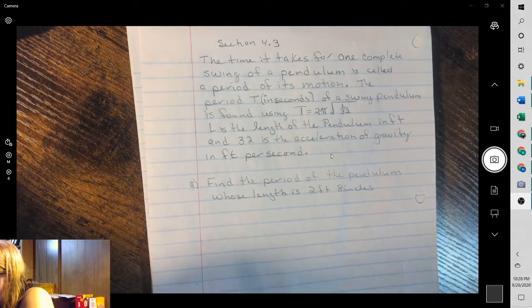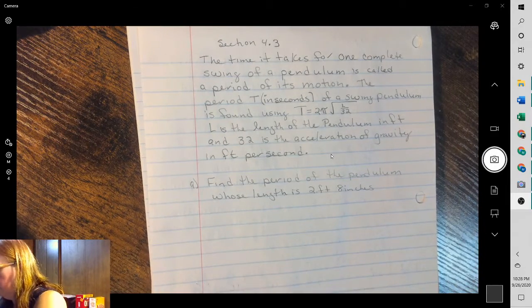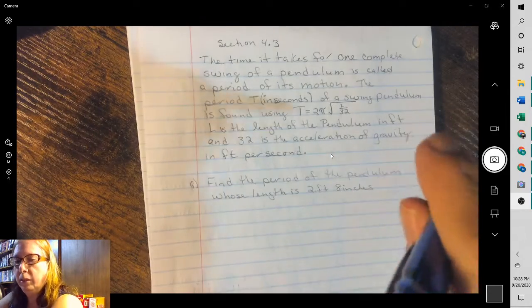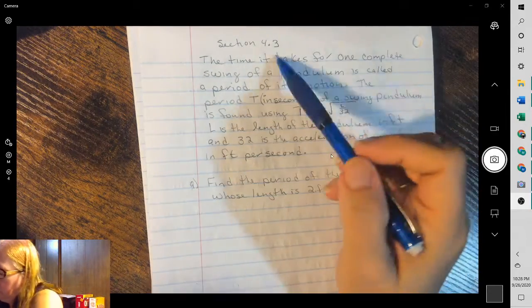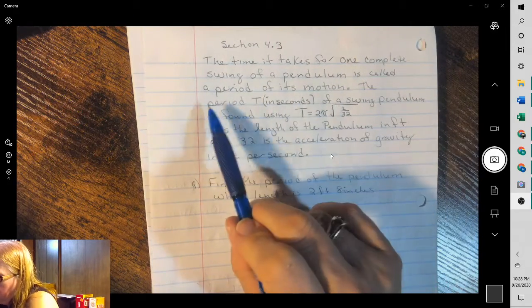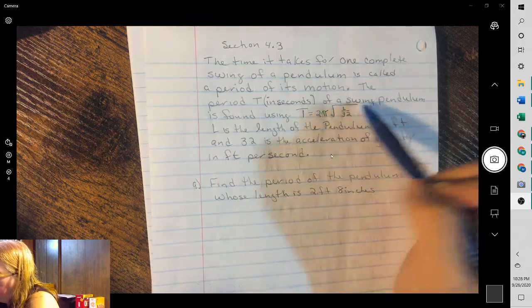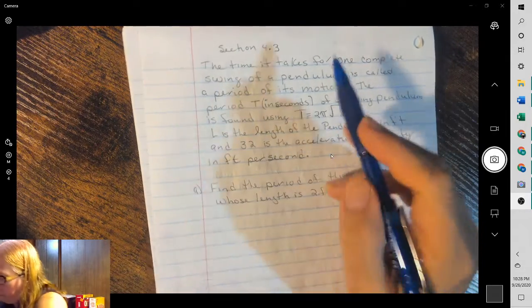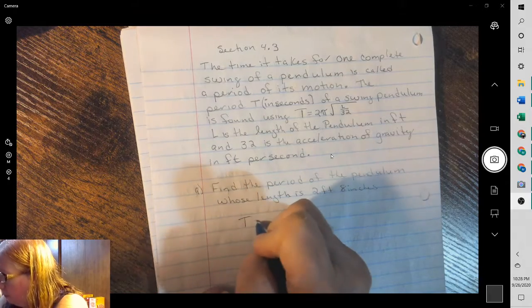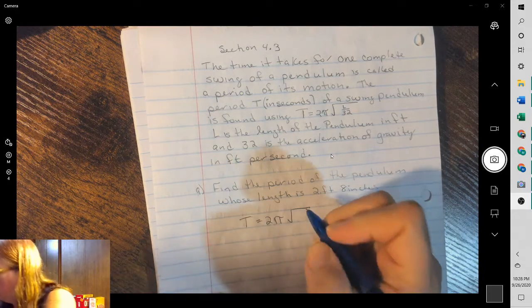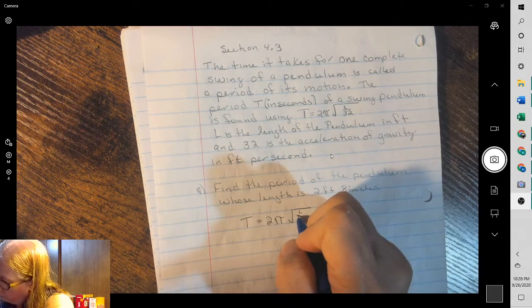The time it takes for one complete swing of a pendulum is called a period. And a pendulum can be like a clock, the chime that hangs. The period T in seconds of a swing pendulum is found using this formula. So let's put that down here. L over 32.